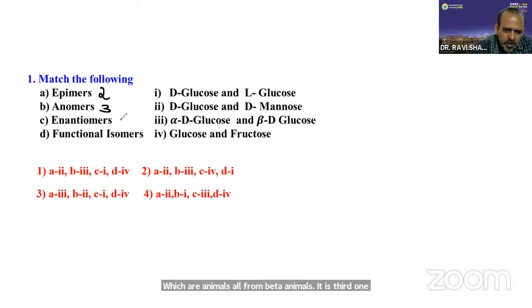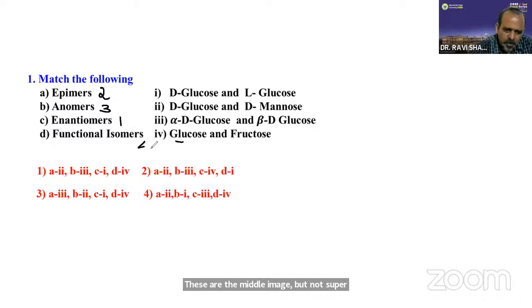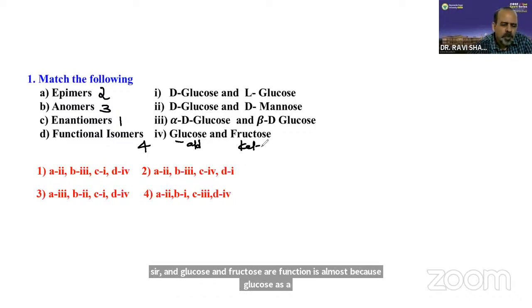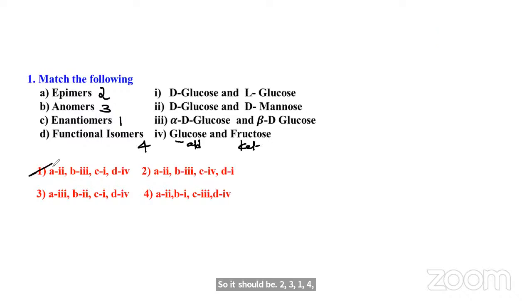Enantiomers: these are mirror images that are not superimposable. That is one. And glucose and fructose are functional isomers because glucose has an aldehyde and fructose has a ketone. So it should be 2, 3, 1, 4. Option 1.